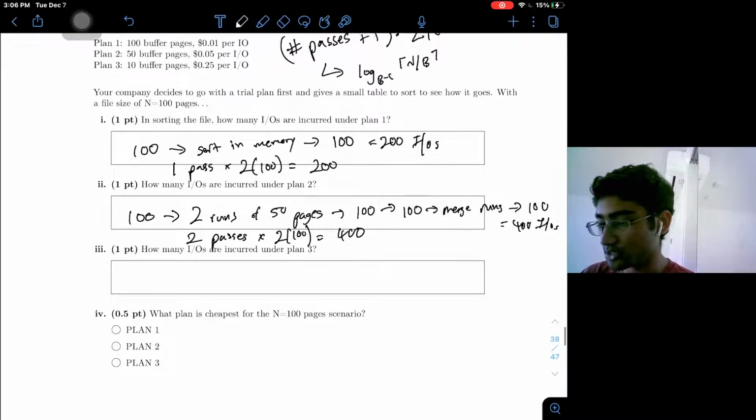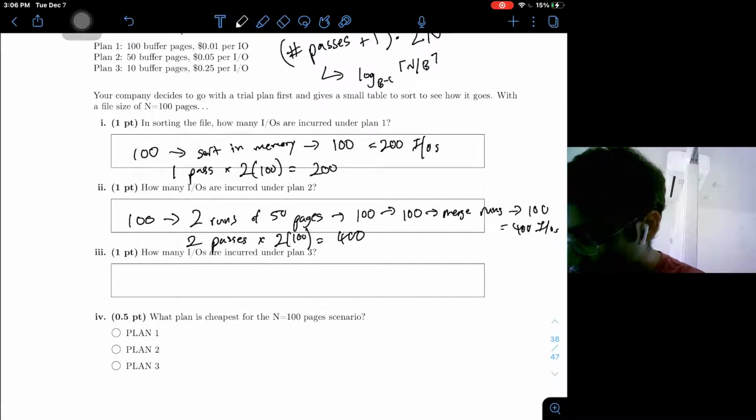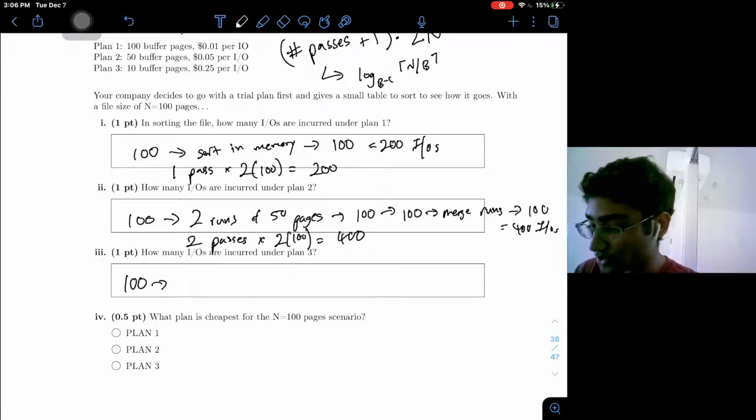Now we're asked how many IOs are incurred under Plan 3. So first we read in the 100 pages. In this case, we have 10 buffer pages, so we're going to end up with 10 runs of 10 pages.